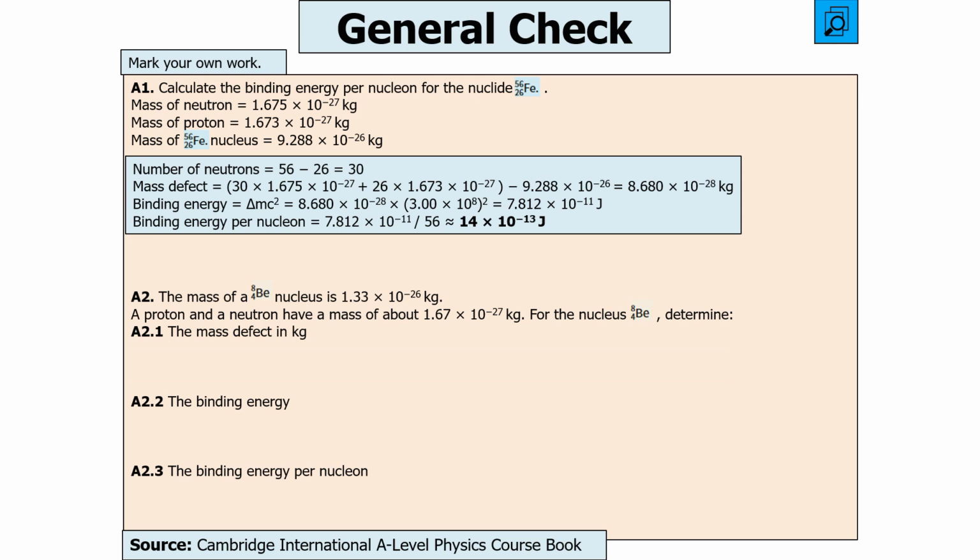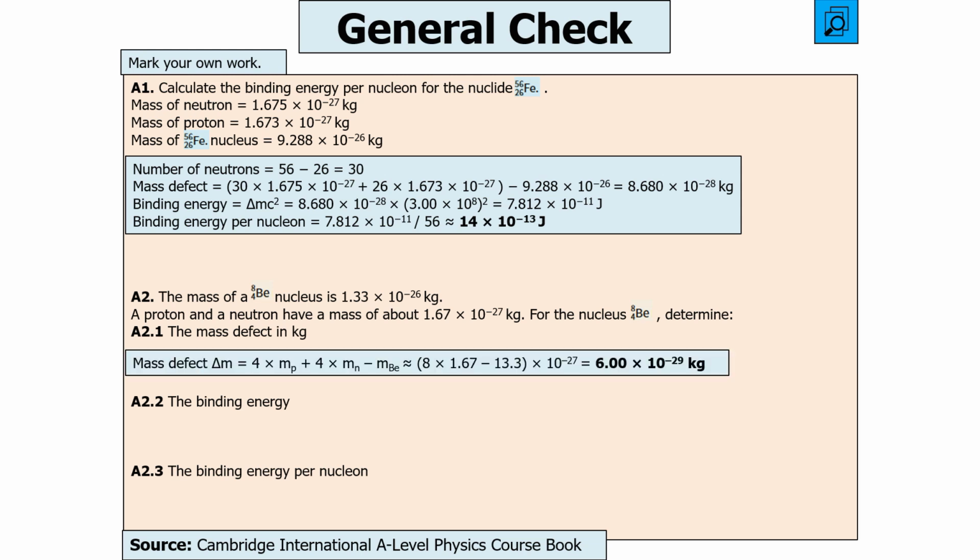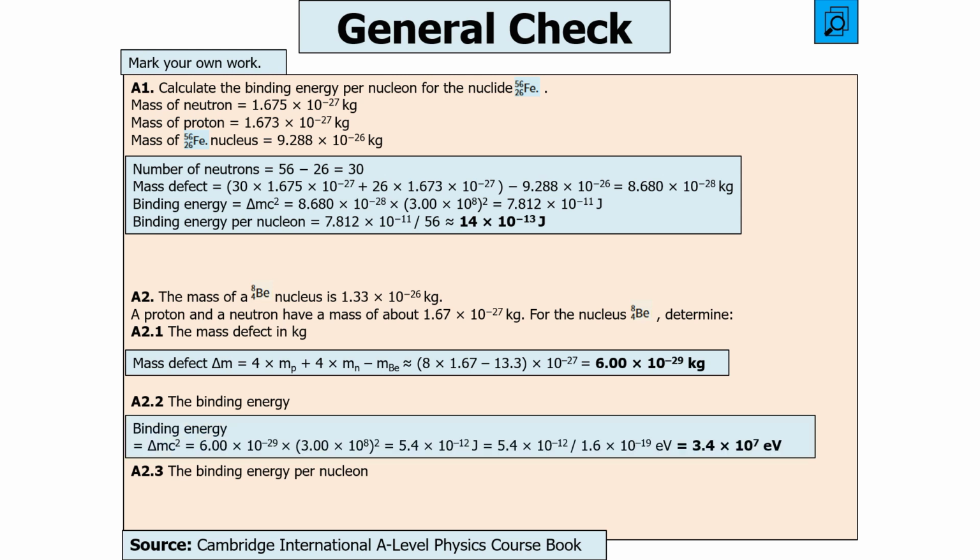In the next question, the mass defect is going to be the number of protons and the number of neutrons in beryllium, which is 4 and 4, minus the mass of the beryllium, so it's 6 times 10 to the minus 29 kilograms. The binding energy, so you multiply that by c squared, so you get 5.4 times 10 to the minus 12. You can divide that by 1.6 times 10 to the minus 19 to get into eV, so it's 3.4 times 10 to the 7 eV.